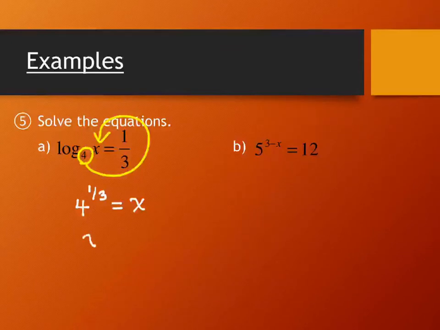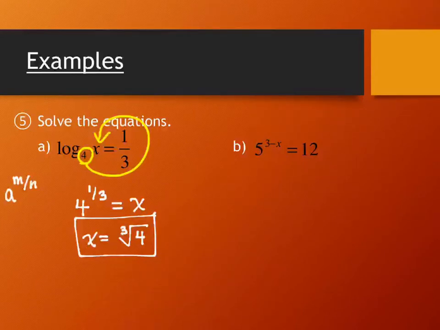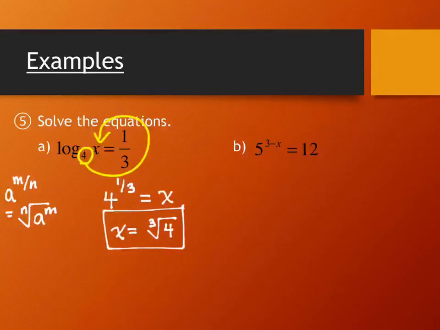So this actually is the same as the cube root of 4. And there's no simplifying that can be done. But let me remind you, a to the m over n, I'm still on my screen, good, is equivalent to the nth root of a to the m. That's the property that we are using here. 4 to the power 1/3 is the cube root of 4. Okay, that wasn't that bad. Okay, it's not that bad, I promise.